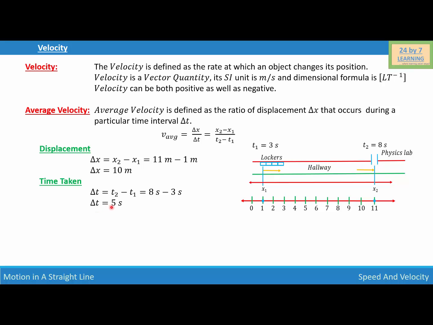Now let's find the average velocity. So the average velocity is given as V average is equal to delta x over delta t, and my delta x is 10 meters and my delta t is 5 seconds, so we'll write 10 meters over 5 seconds, and 10 over 5 is 2, so my average velocity is 2 meters per second. And this is how we'll find the average velocity.